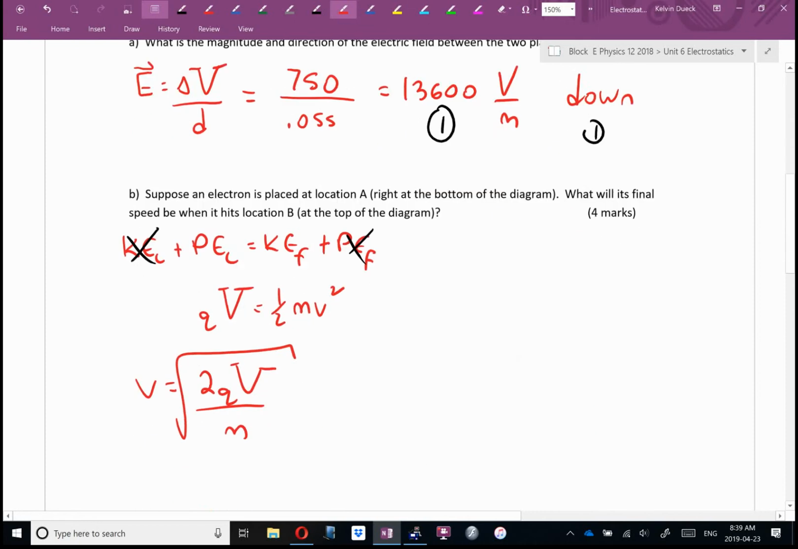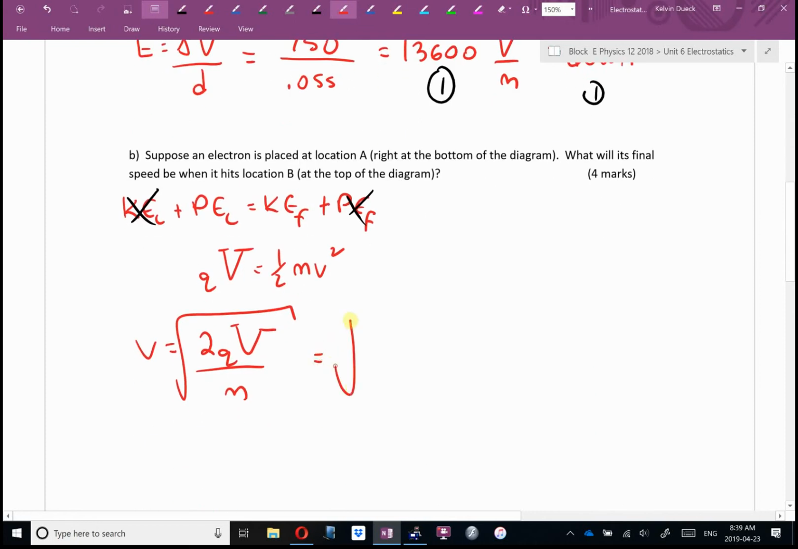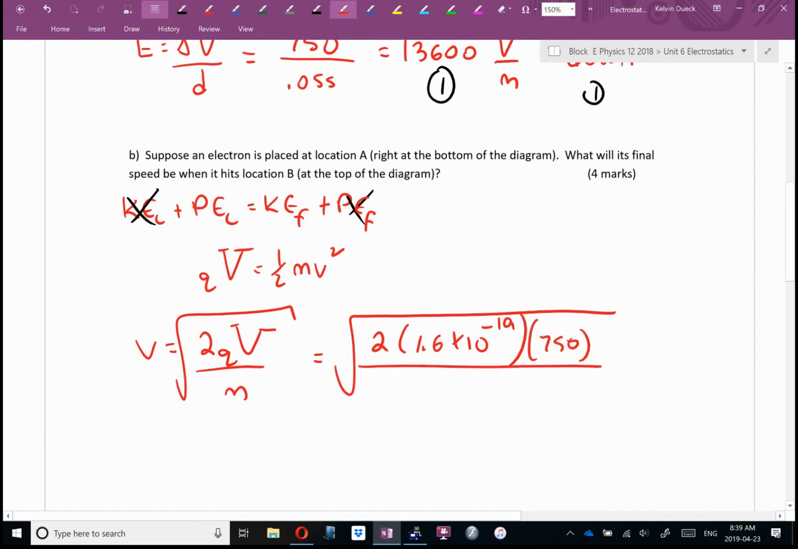Hint, hint. Meanwhile, here, 2. It's an electron, and we said here we put the positive charge in because it's inside the square root, and we know we're going to be taking the square root of a positive number. The change in voltage is 750 divided by m. It's an electron, 9.11 times 10 to the negative 31.